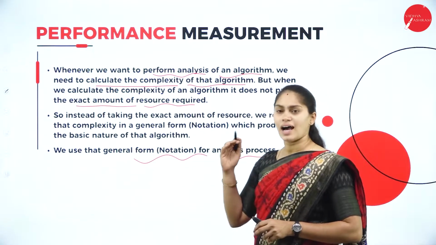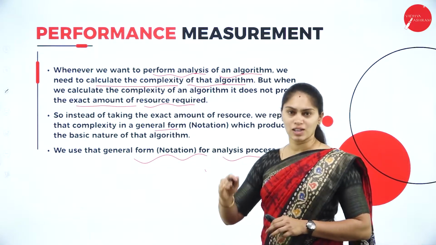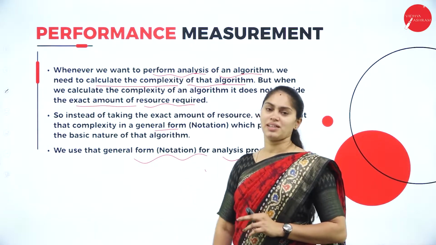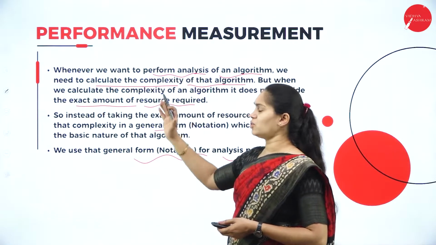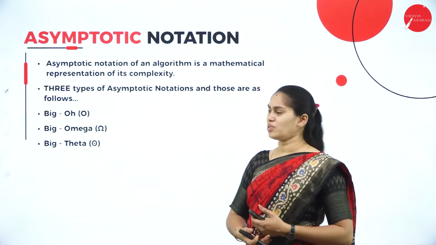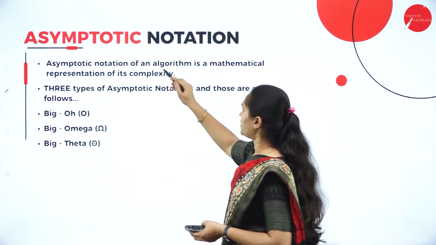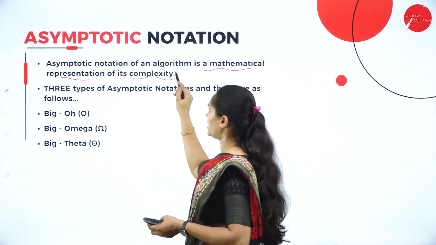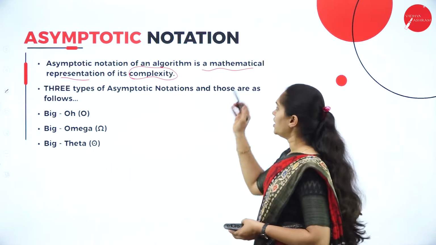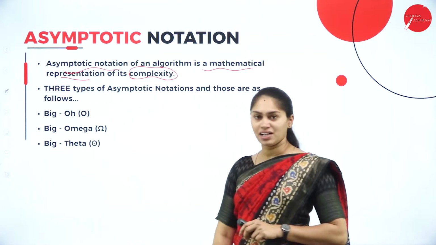With the help of this asymptotic notation, we will be able to understand the complexity of any algorithm. It will give you the maximum time required, minimum time required, and the average time that it will require in order to measure the performance of any algorithm. So now you can see here we have an asymptotic notation. An asymptotic notation of an algorithm is a mathematical representation of its complexity. When we are representing its time and space complexity in terms of mathematical representation, we call that an asymptotic notation, and it is of three types.